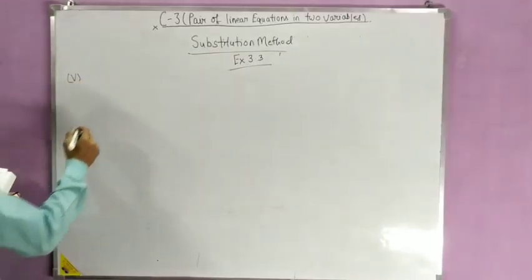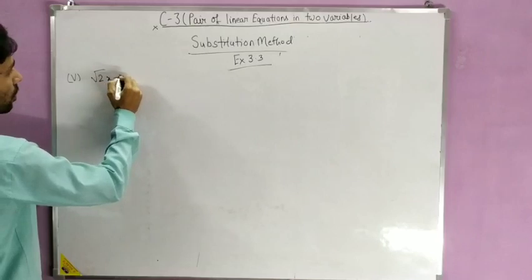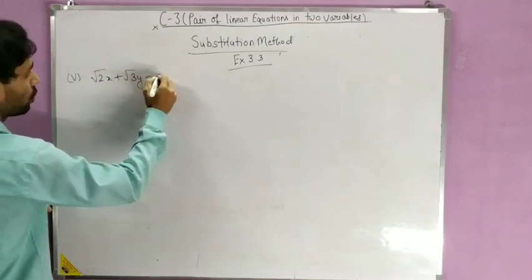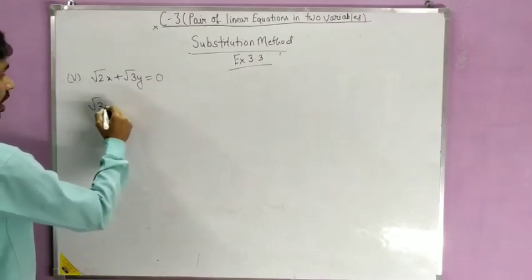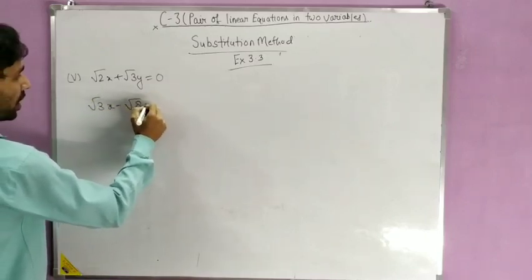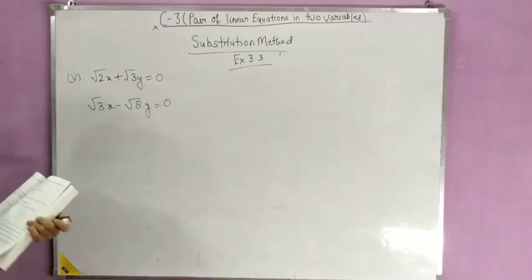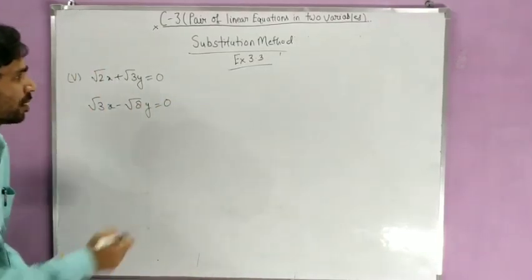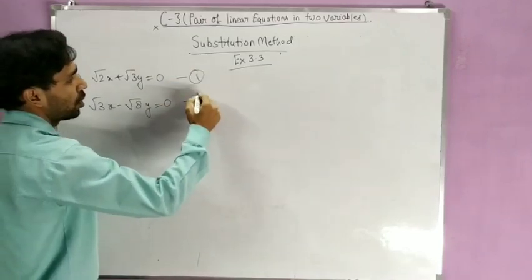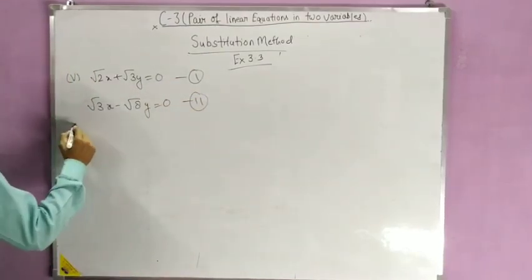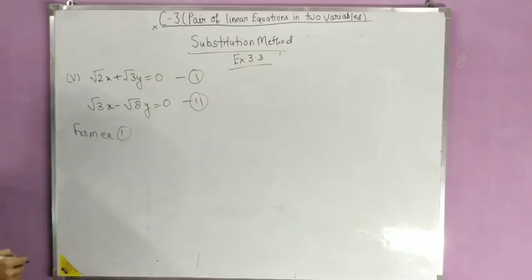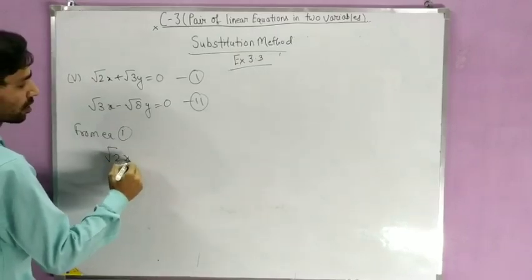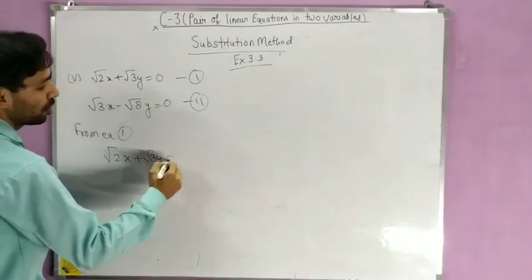So I am solving part 5. Root 2 x plus root 3 y equal to 0, and root 3 x minus root 8 y equal to 0. You have to solve this. Again, suppose it is equation 1 and this is equation 2. From equation 1, we can write root 2 x plus root 3 y equal to 0.